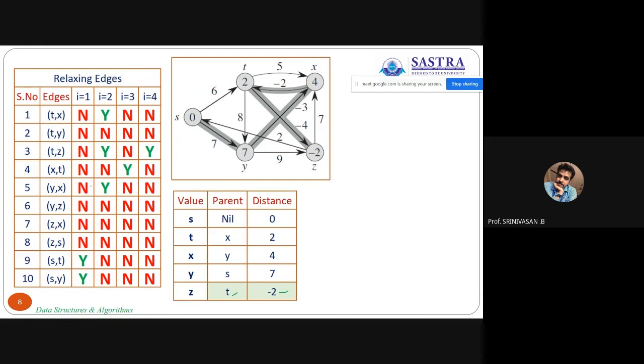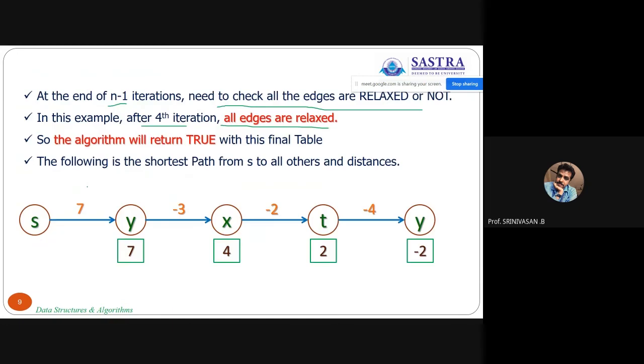In the nth iteration, if you need some edges to be relaxed, it means that the problem is unsolved. So we cannot find the shortest distance. It means that it has a negative weight cycle. Okay, so the algorithm will return true with the final table. Okay, the following shortest path.